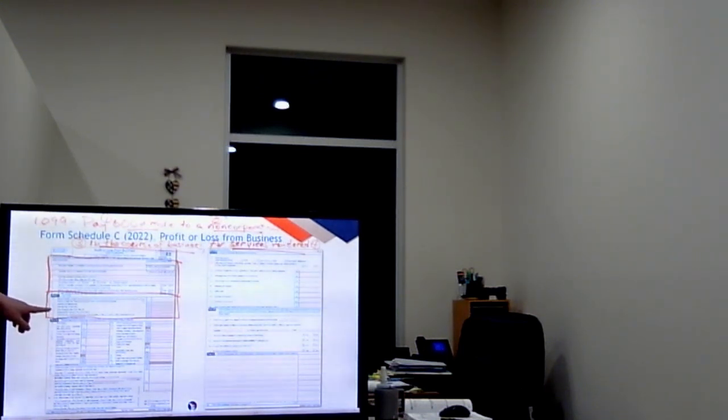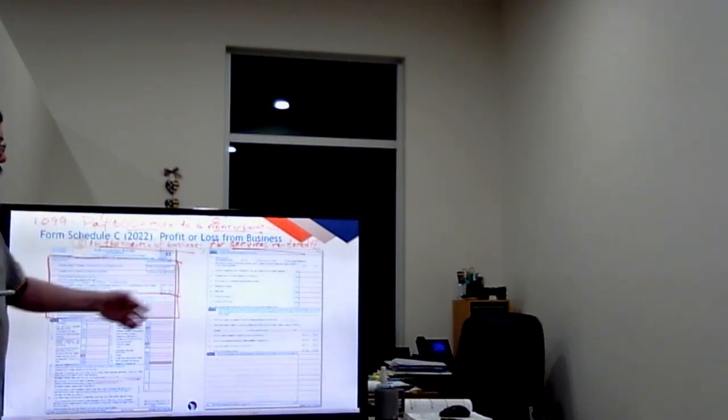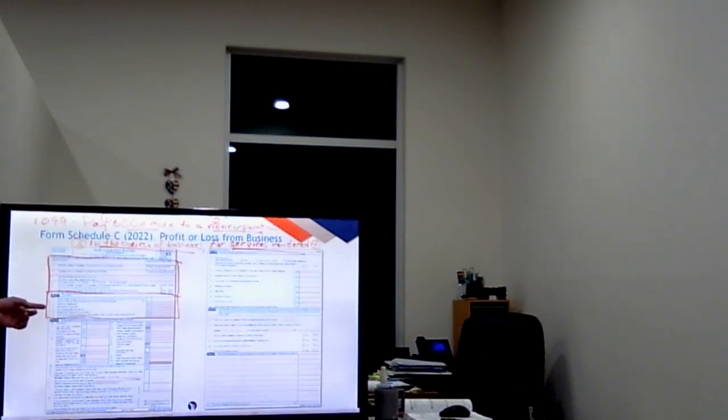And then we have a spot where we subtract line 2 from line 1. Then line 4 is where you enter your cost of goods sold. Cost of goods sold is calculated from part 3. Your net sales minus your cost of goods sold is your gross profit.